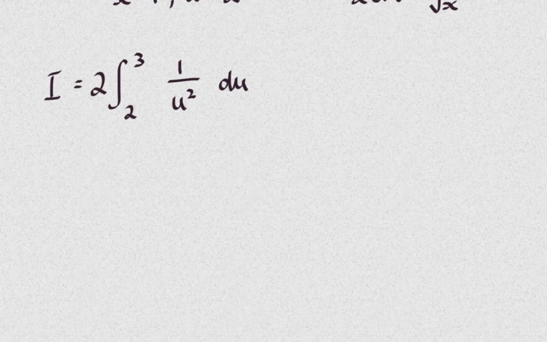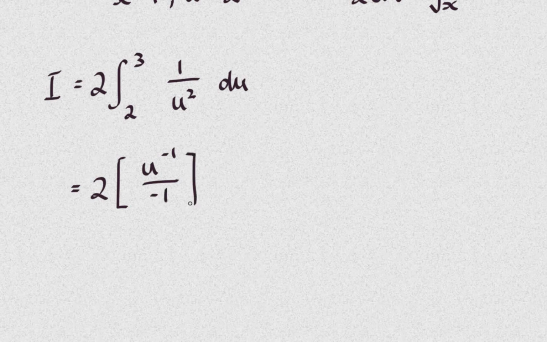So 1 on u squared, that's just u to the minus 2. Plus 1 to the power gives us minus 1 over the power. And here are our lower and upper bounds. Might just make this look a little bit better. The minus 1, let's actually bring that out the front. And u to the power of minus 1, well, that's 1 on u.